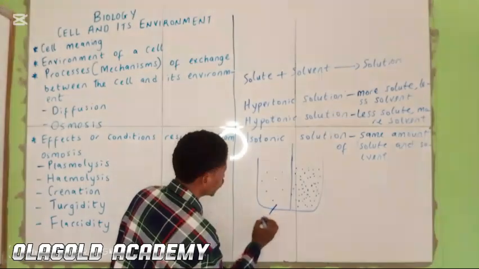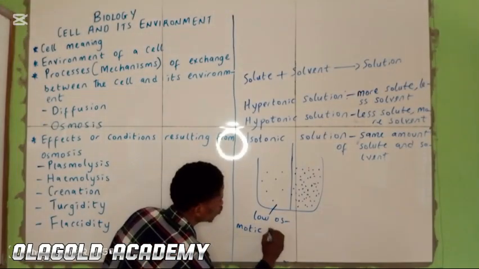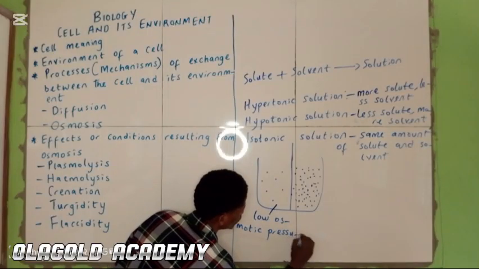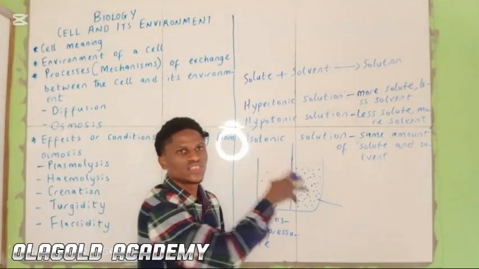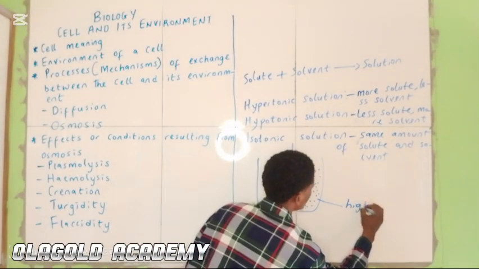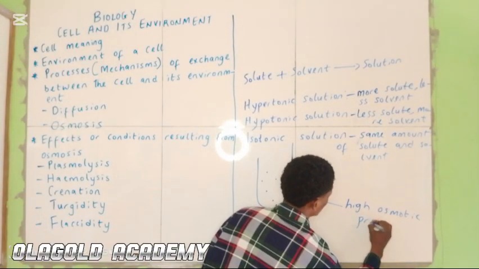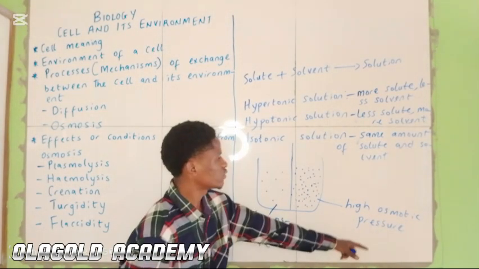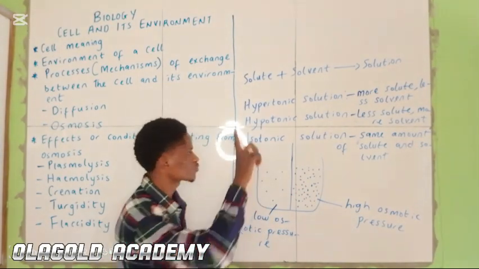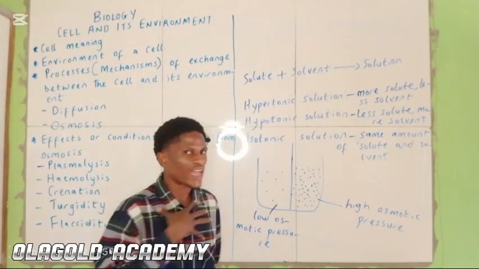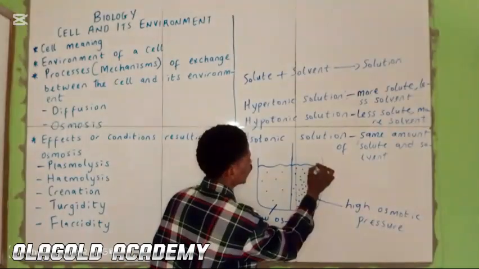Now, I said that where you have less solute, you have what? Less or low osmotic pressure. So here we have low osmotic pressure. And since there are more solutes here, we have high osmotic pressure. Now listen very, very attentively. This place, let me say we have the same amount of solvent here.